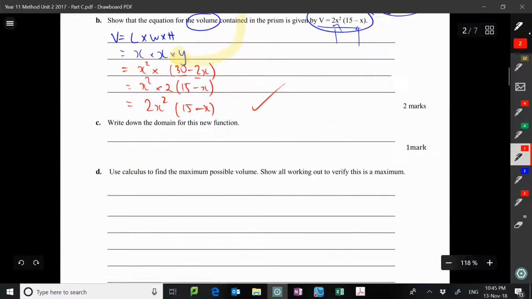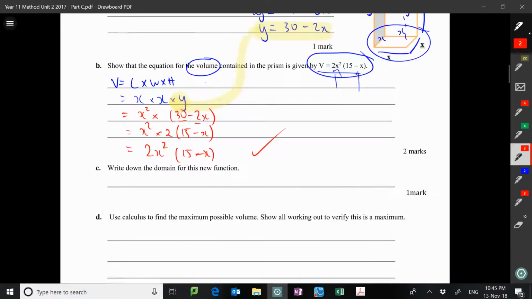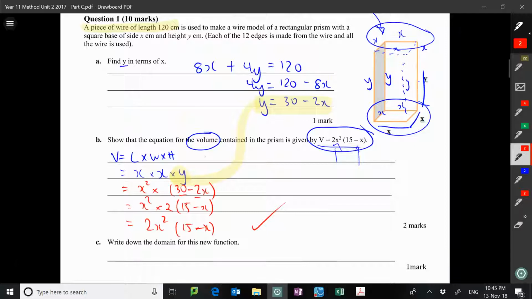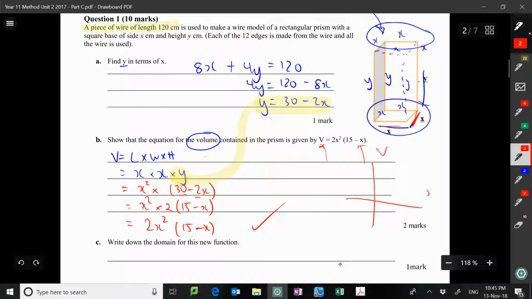Easy. Next one, write down the domain for this new function. If you actually sketch this graph, you have to realize it's volume versus x, which is the length. The problem with volume and length is that length can't be negative, so nothing on this side, and volume can't be negative. So if you draw the graph and it has this bottom part, you have to ignore that, and you only take this domain, from here to here.